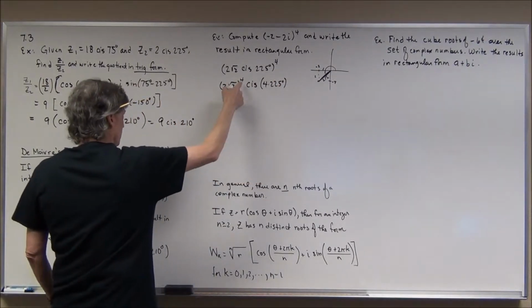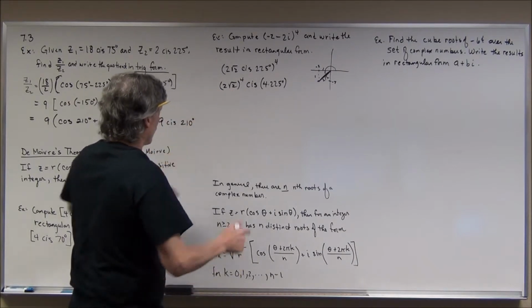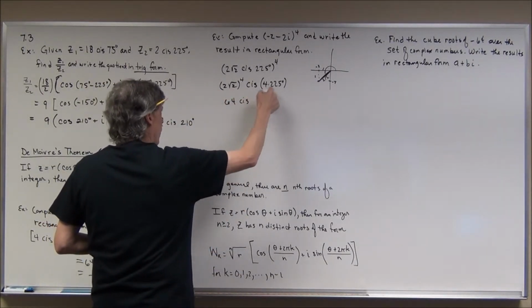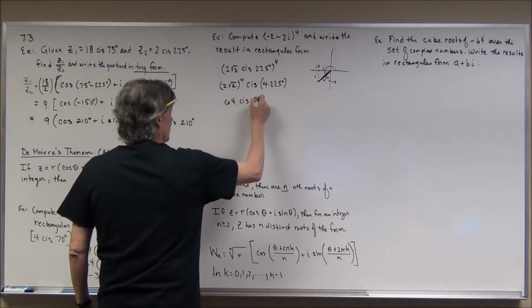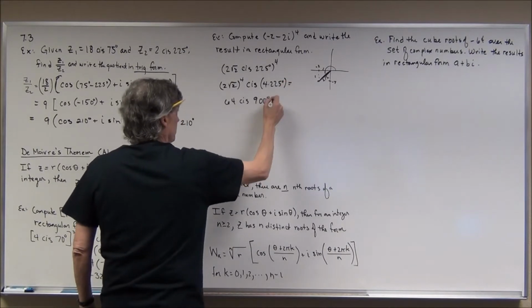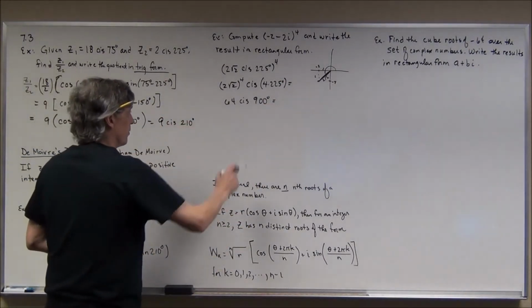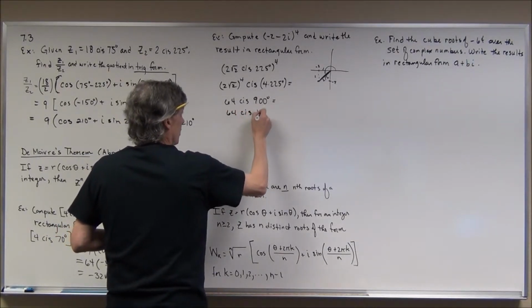So 2 square roots of 2 to the 4th power, well, 2 to the 4th power is 16, the square root of 2 to the 4th power is 4. 16 times 4, this is 64, CIS. Now 4 times 225 is 900. That's a little bit bigger than I want to deal with, so I'm going to subtract 360 twice. That would be 720, so that's going to give me 64 CIS 180 degrees.